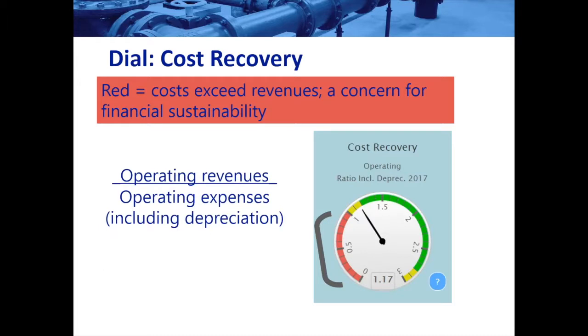So pretending that the dial was populated with data, this is what it looks like. First, we have the red zone, which goes from 0 up to 1. And this means that you are basically not covering your operating expenses, including depreciation. So you're not able to even cover those day-to-day things to keep your plant running, which is very concerning.